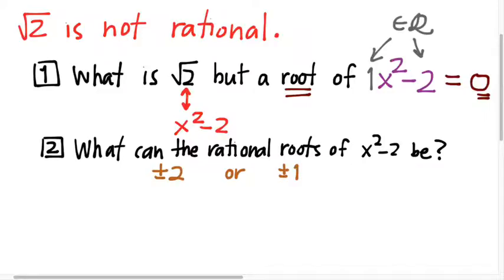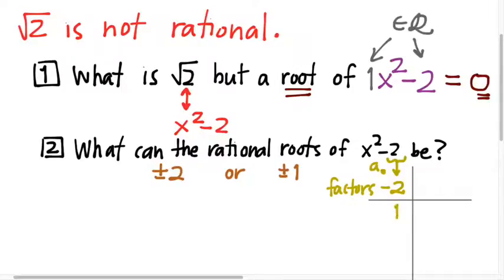Take a naught, so that's the constant coefficient. So we're going to think of a naught as being negative 2. Right? And so we think about what are the factors of negative 2. Well, what are the factors of negative 2? 1 and 2. But then also negative 1 and negative 2. Right? So I'll put a plus or minus in front.